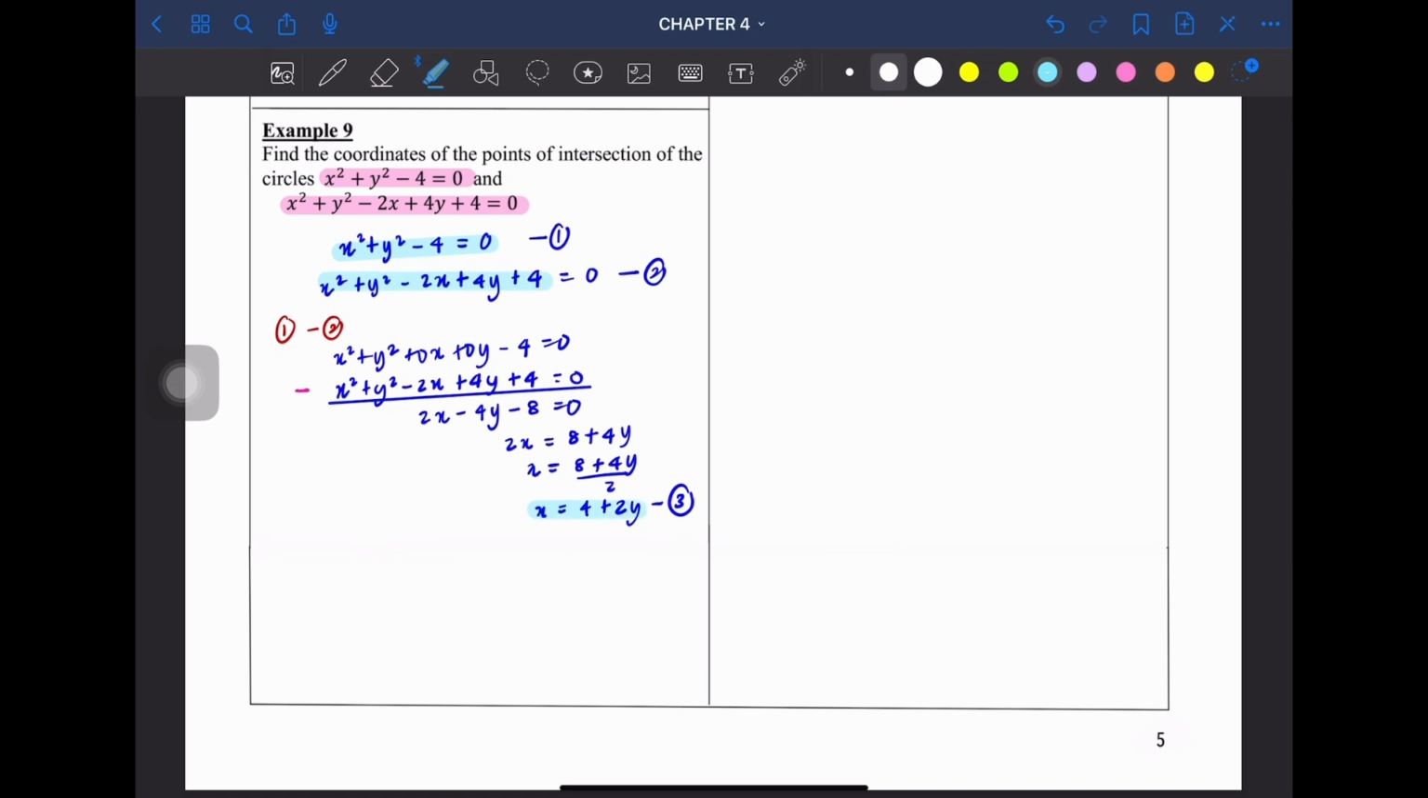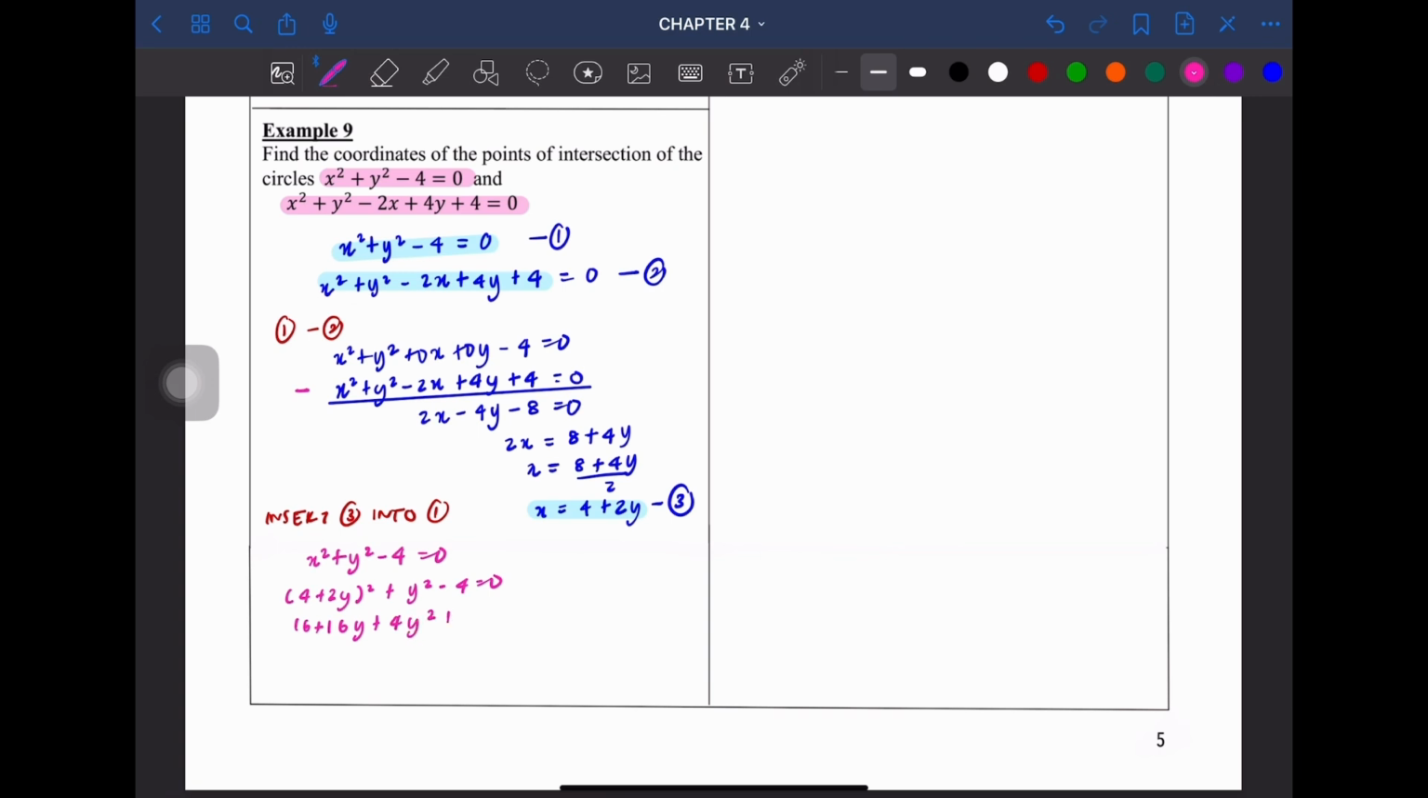Okay, so now we're going to insert our third equation into either 1 or 2. It will be easier if you use number 1. So insert 3 into 1. We have x squared plus y squared minus 4 equal to 0. So x is now 4 plus 2y, squared, plus y squared minus 4 equal to 0. So I expand. It will become 16 plus 16y plus 4y squared plus y squared minus 4 equal to 0. So simplify the equation. 4y squared plus y squared is 5y squared, plus 16y plus 12 equal to 0.